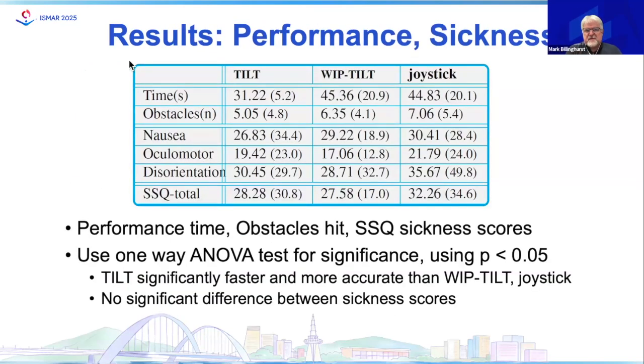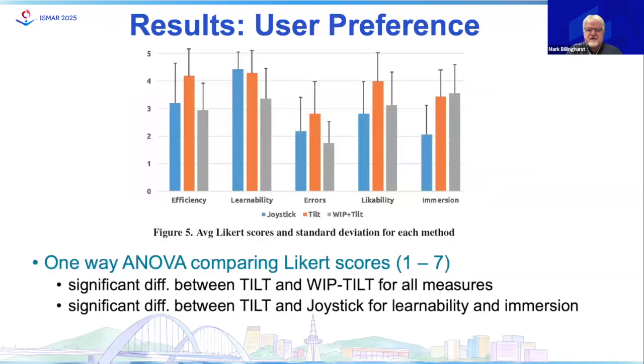It's not really important to remember this, but just so you get an idea, what they found was there was a significant difference between conditions, and the tilt was faster and more accurate than walking in place and tilting and using the joystick. And there was no significant difference in sickness. And then also in terms of user preference, generally, there was a significant difference between the tilt and walking in place for all the measures, and for learnability and immersion, there was a difference between the tilt and the joystick. You can see on the far right hand side, the joystick is low, and the immersion using the tilt and walking in place is high.